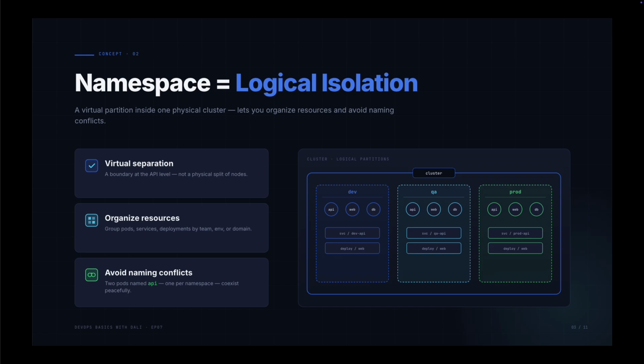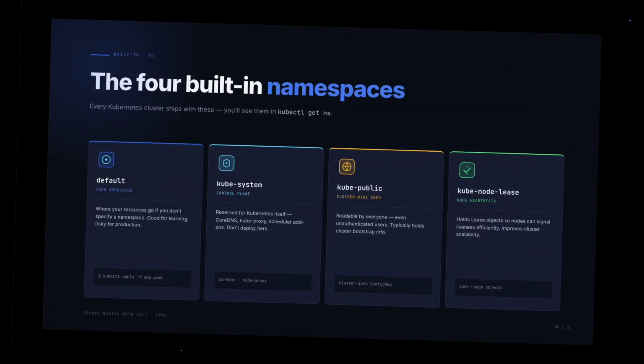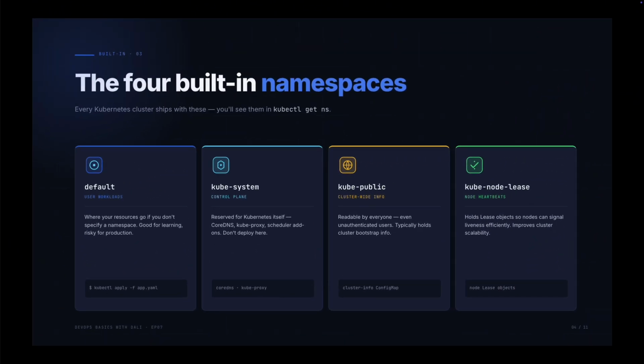Think of it as separate rooms inside the same building. Each room can contain its own applications, services, and configurations. Development teams can work independently without affecting QA or production. Before creating our own environments, let's quickly look at the namespaces that already exist in every Kubernetes cluster.